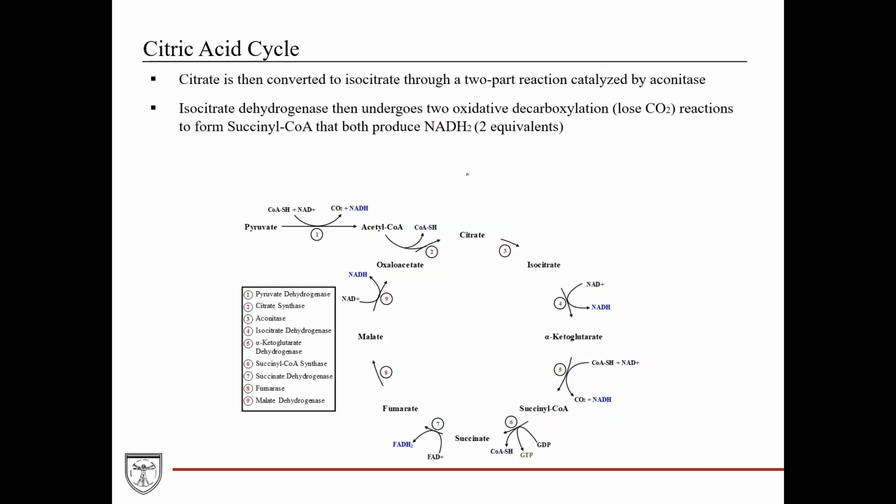So the next step in the cycle is a lower yield step, so we'll just briefly mention it. It's where you go from citrate to isocitrate, and this is catalyzed by aconitase. And really that's all you need to know about this. I guess also it's a 2-part reaction. Again, not a particularly high yield step to know.